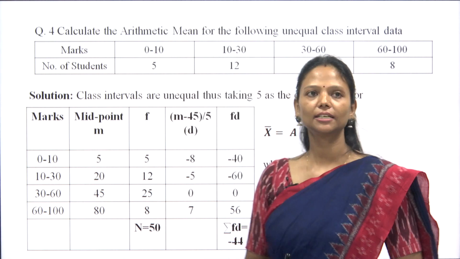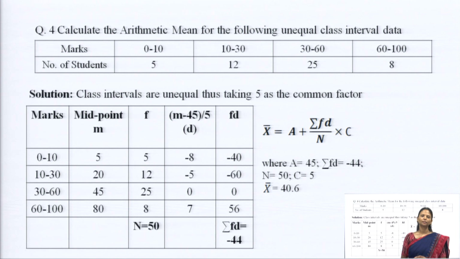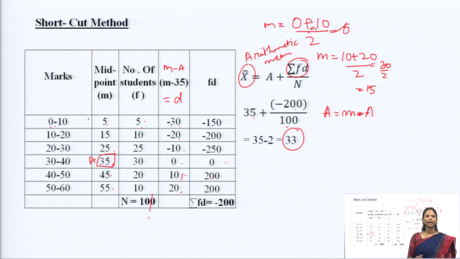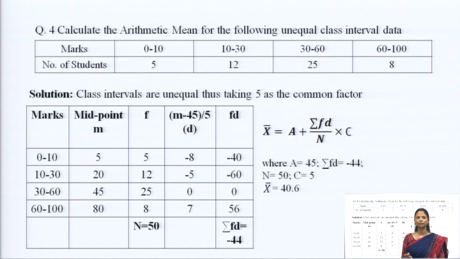Now, the earlier question had equal class intervals, but if we do not have equal class intervals, how do we solve that question? Equal class interval means in the earlier question we had 0 to 10, difference is 10; 10 to 20, the difference is 10; 20 to 30, difference is 10; 30 to 40, difference is 10. So, when the difference is the same in the class intervals, that becomes an equal class interval question, but this question shows you a class interval question which has unequal class intervals.